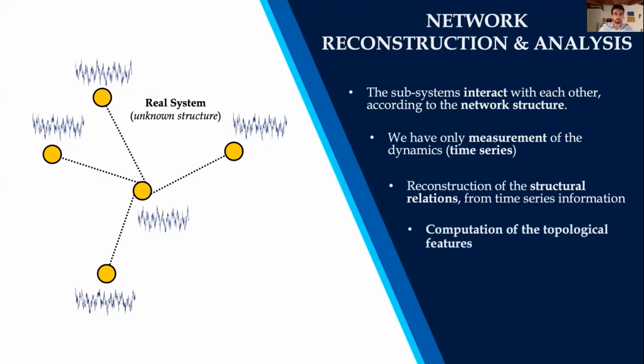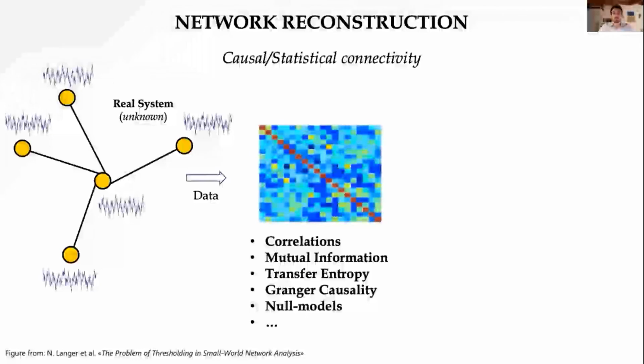To reconstruct the network of relations, the most used method consists in computing some measure of relation between the nodes, like pairwise correlations of various types, the mutual information or other causal measures. And in many cases, these measures are compared with null models to perform statistical tests and eventually obtain p-values.